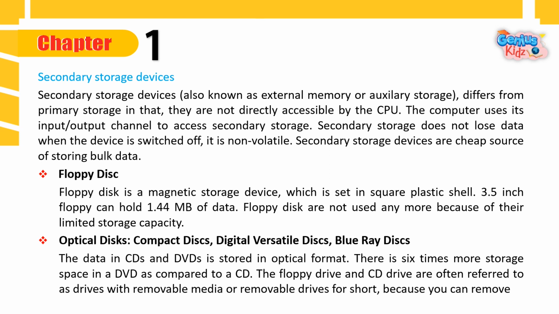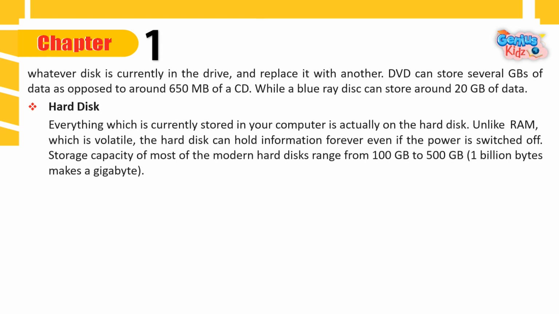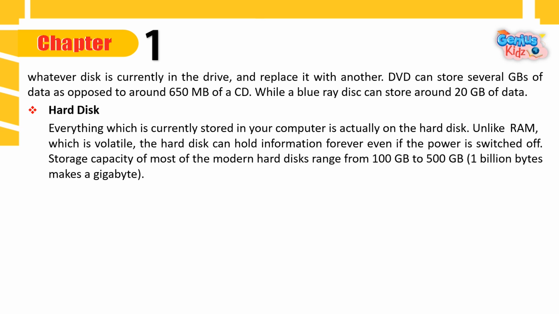Optical disc: compact disc, digital versatile disc, Blu-ray disc. The data in CDs and DVDs is stored in optical format. There is 6 times more storage space in a DVD as compared to a CD. The floppy drive and CD drive are often referred to as drives with removable media, or removable drives for short, because you can remove whatever disk is currently in the drive and replace it with another.